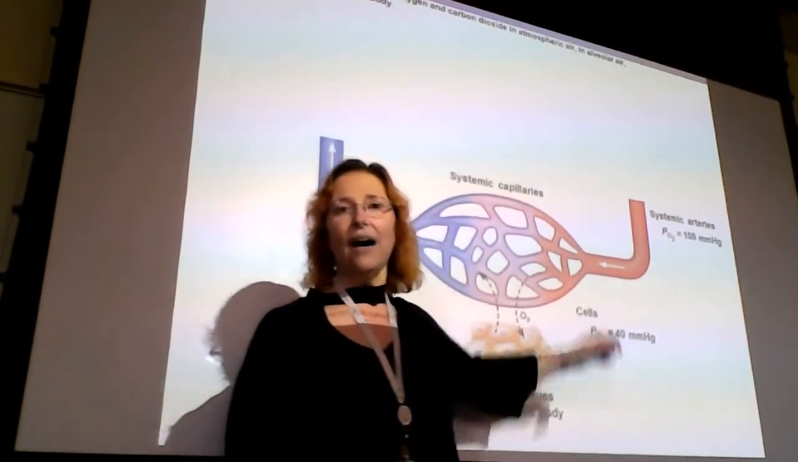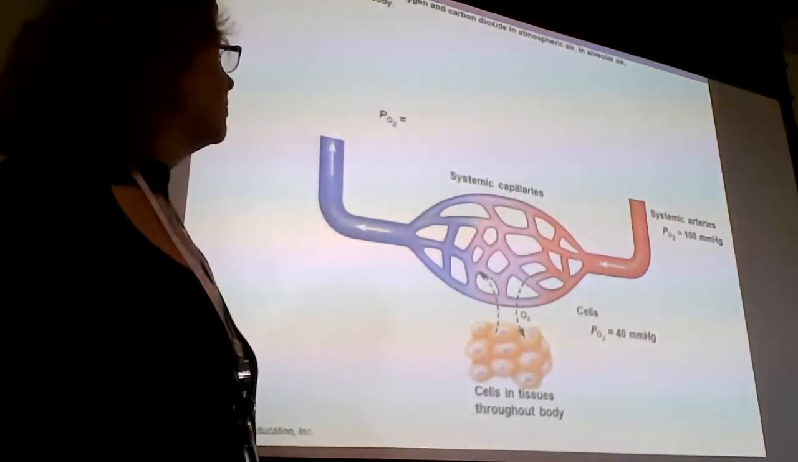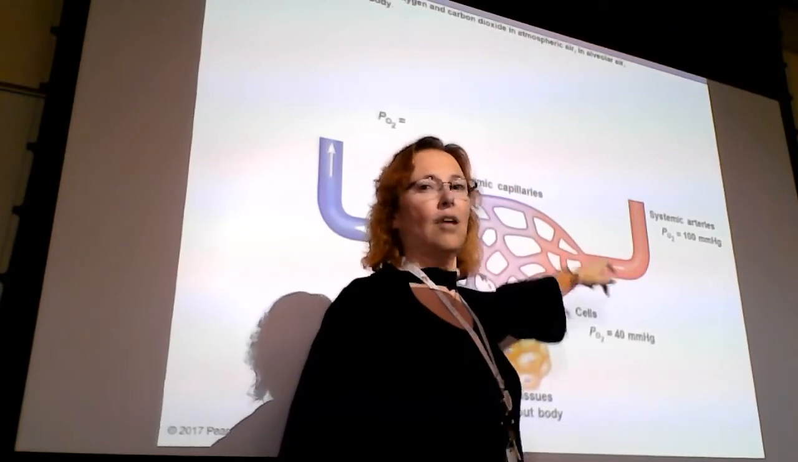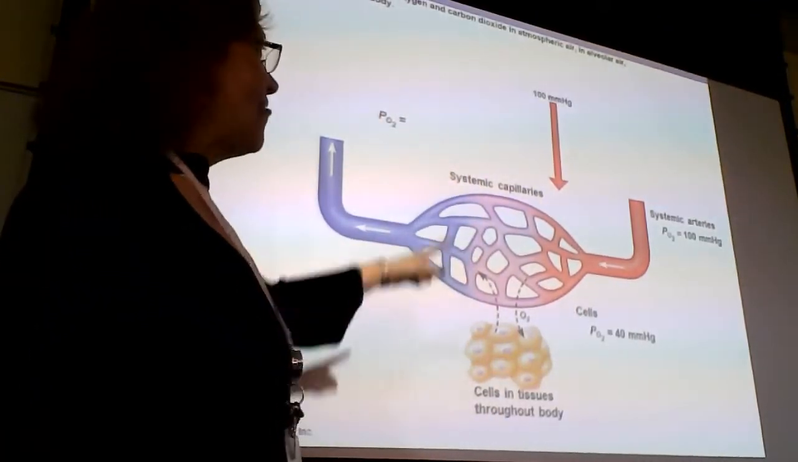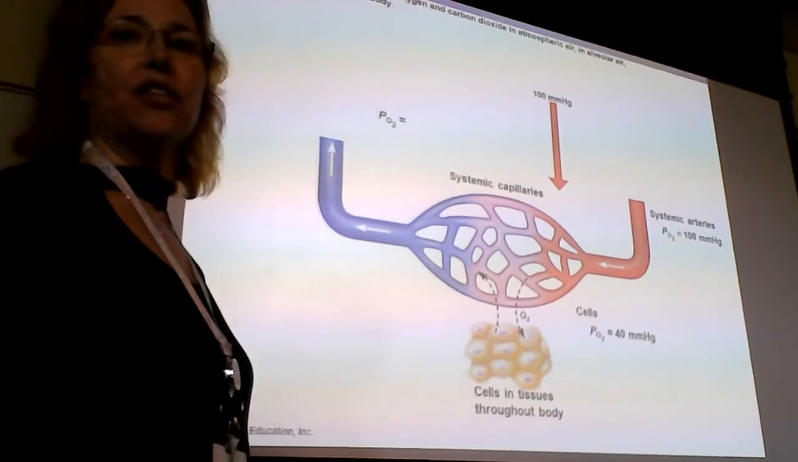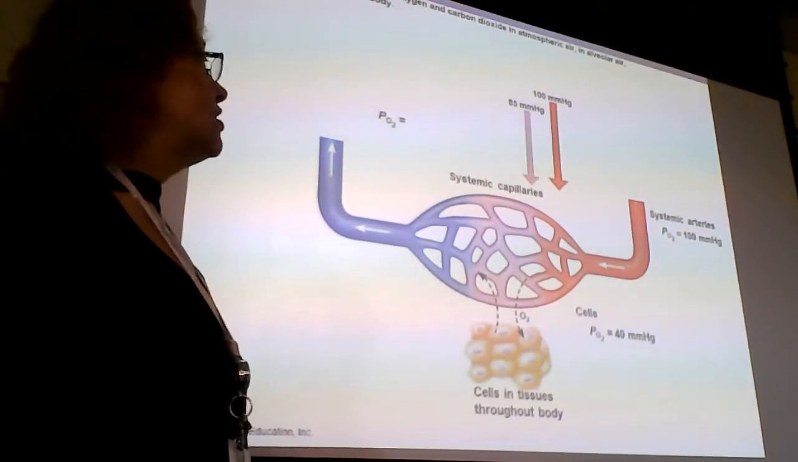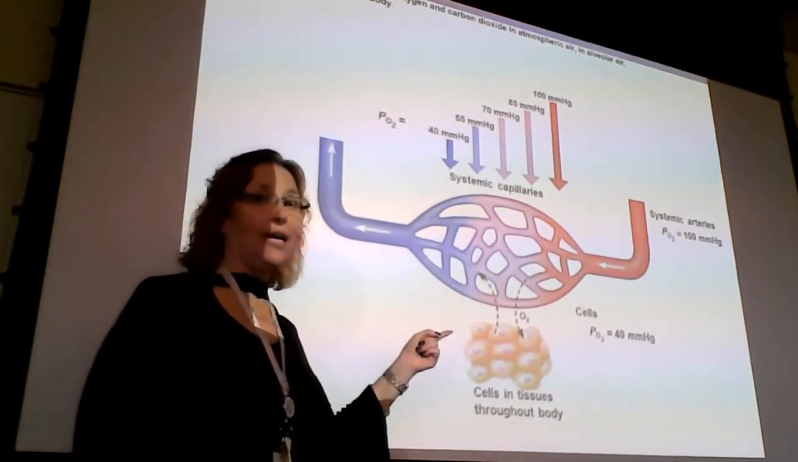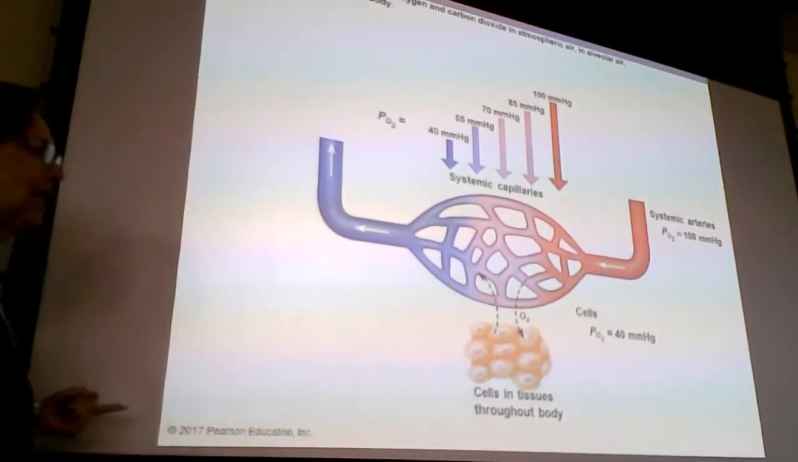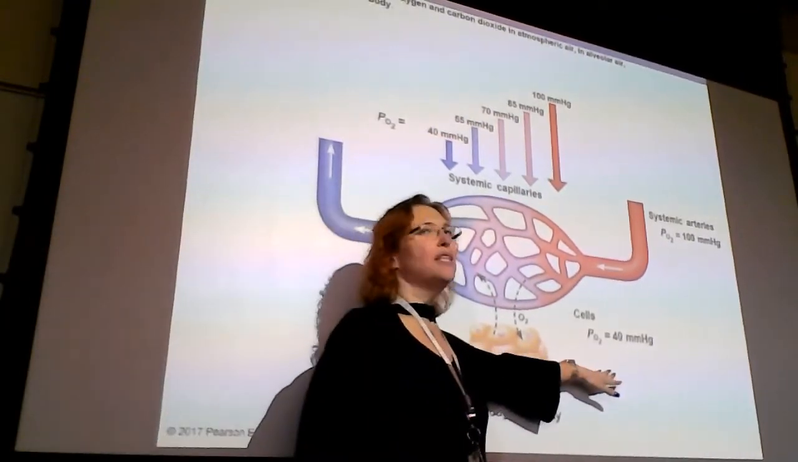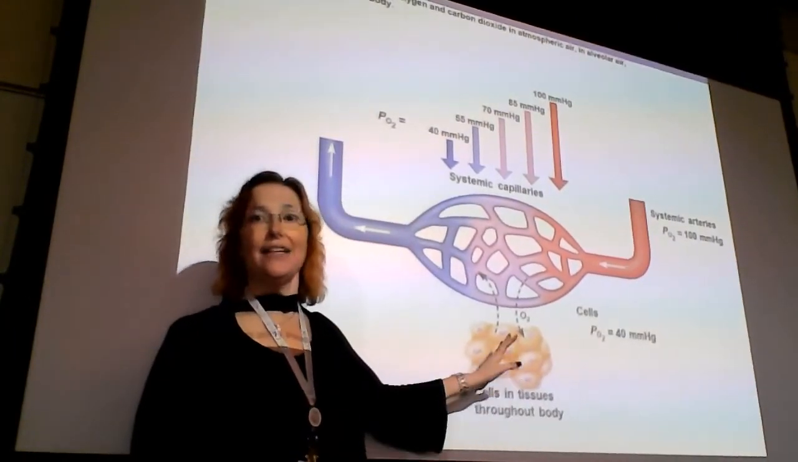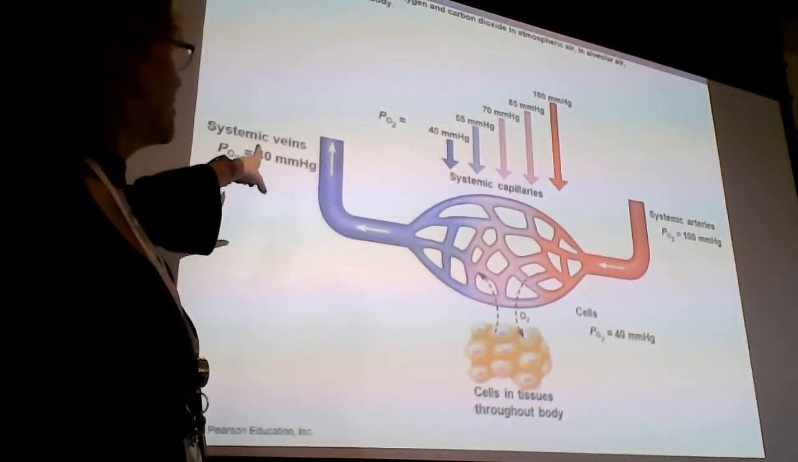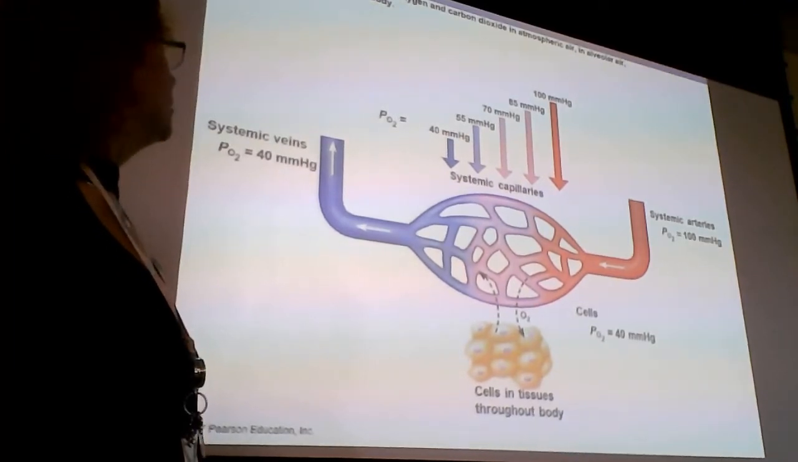So when I start here, I'm looking at my PO2. What's my PO2 start at? 100, right? And then some of that oxygen is going to leave, and it's going to do what? It's going to decrease to 85, 70, 55, down to 40. Why does it stop at 40? Because now it's at equilibrium with the cells. And so then, when we leave and we go into our systemic veins, our PO2 is 40.